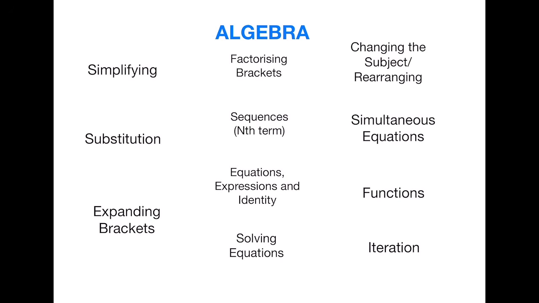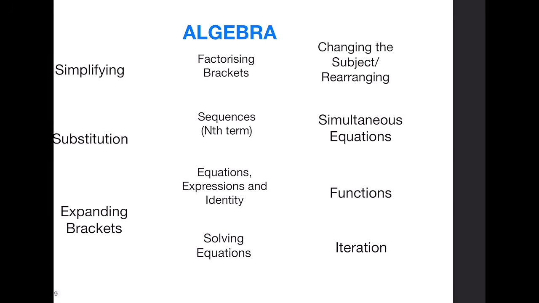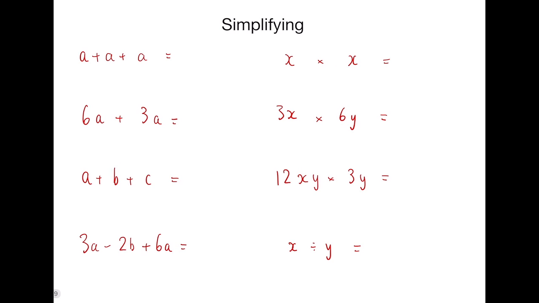Going into algebra now. Here is a list of all the topics I have broken algebra down into. So starting off with simplifying algebra, a plus a plus a, 3a. If ever you struggle with adding and subtracting with just the letters, imagine the letters as objects. 1 apple plus 1 apple plus 1 apple is 3 apples. That's always helped me. 6a plus 3a, again 6 apples plus 3 apples is going to be 9 apples.